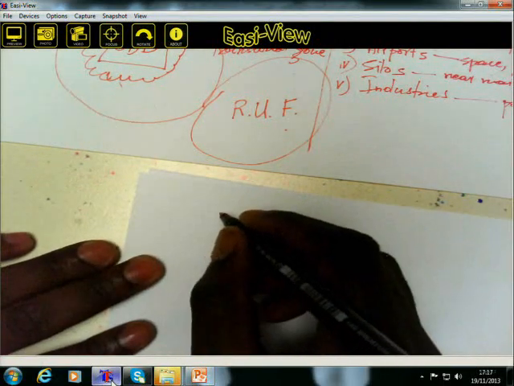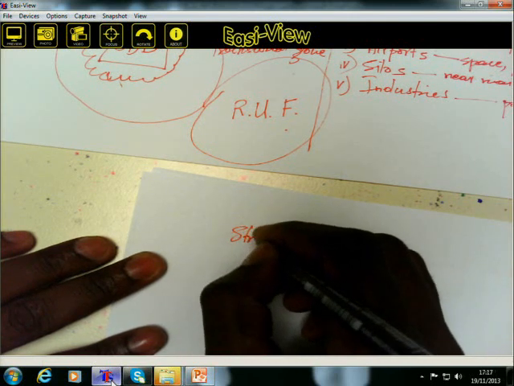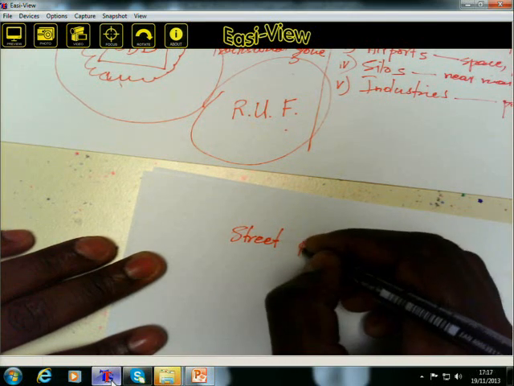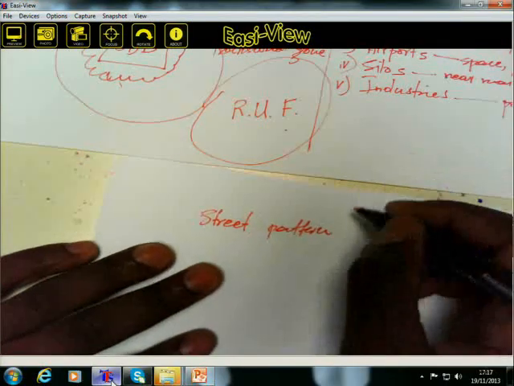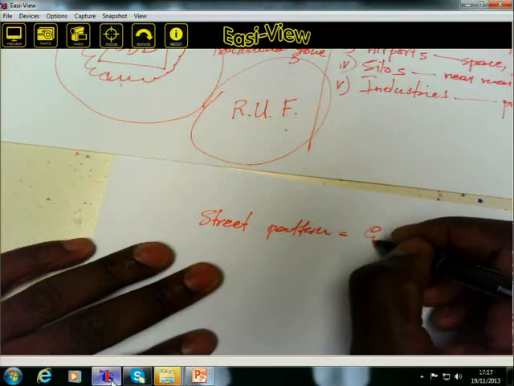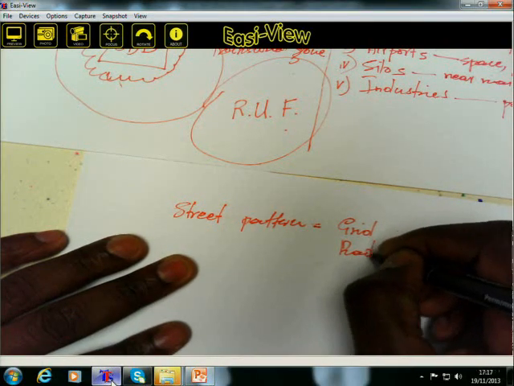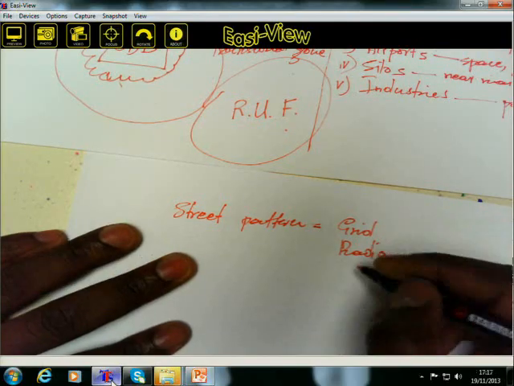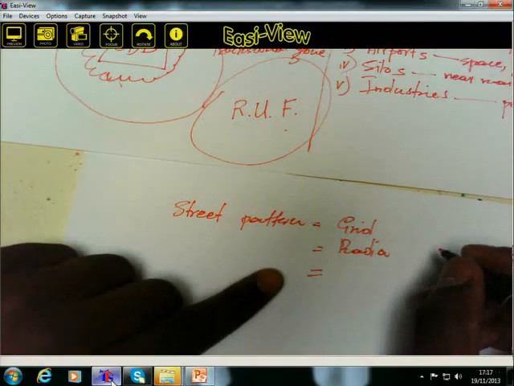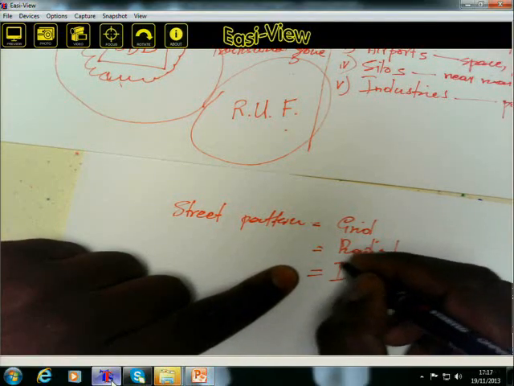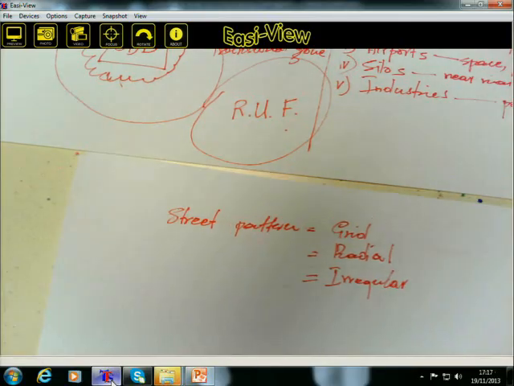Every time when you come for paper 2, take note of the following. Make sure that your street patterns are ready. Within the street pattern, we talked of the grid, the radial, and the irregular pattern. Make sure that you are ready.